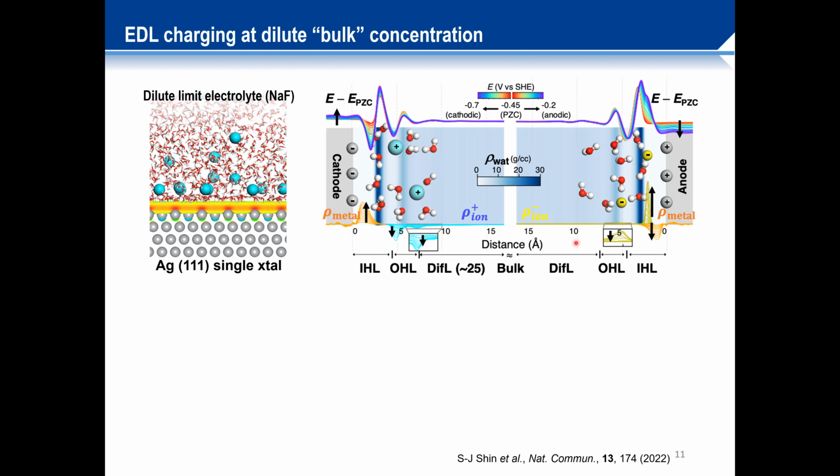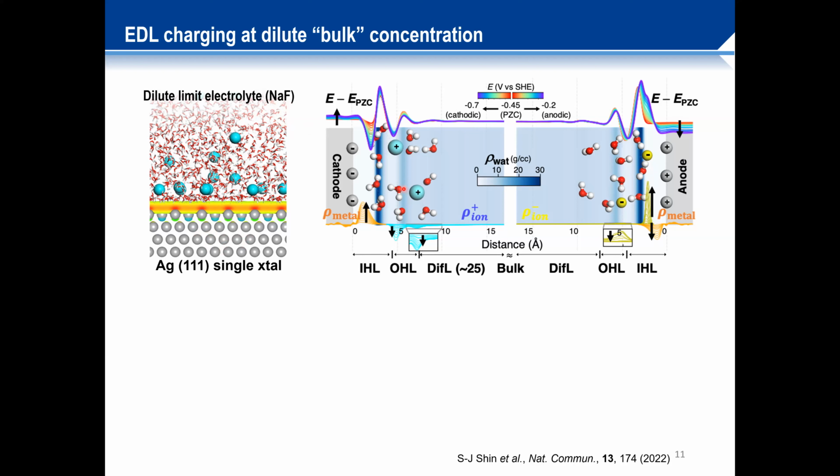Yeah. Let me move on. So we have the silver single crystal. We chose the dilute sodium fluoride system, which is known not to have a strong chemical interaction between these regions. And we also use the dilute limit electrolyte, which means that only either sodium or fluoride ions are included in our system to compensate the extra charge stored in your electrode.